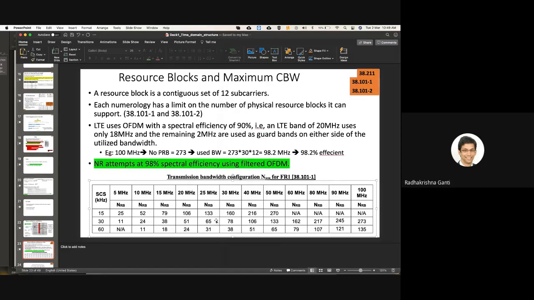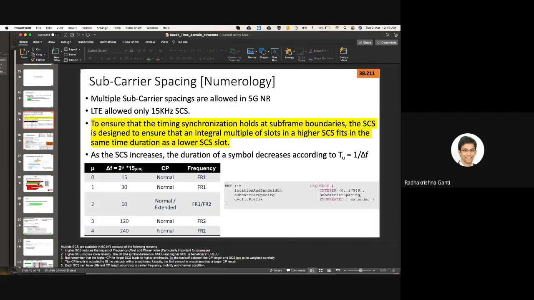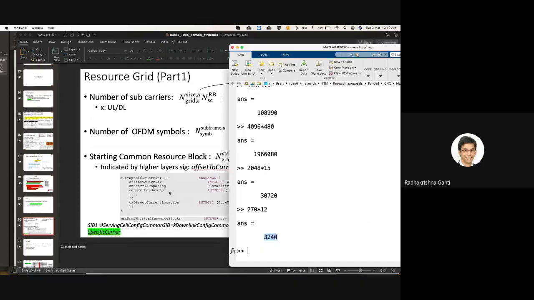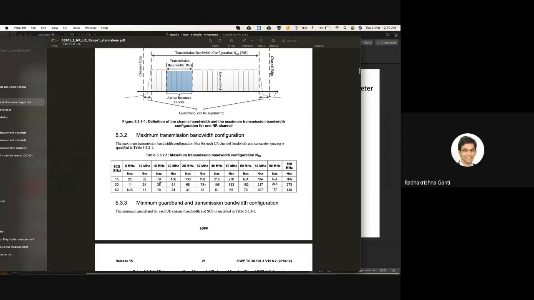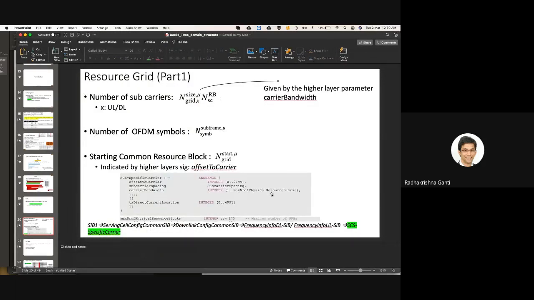This specifies the maximum, but the actual value you can set to anything you want, and that is what is specified by the IE carrier bandwidth. So if 15 megahertz means the maximum you can use is 79, but you can also use lesser than that if you want. This is a maximum transmission bandwidth. Suppose you give only 14 megahertz and not 15, then you take 15 and reduce the number of RBs as you want. You specify that in terms of carrier bandwidth, in terms of resource blocks.